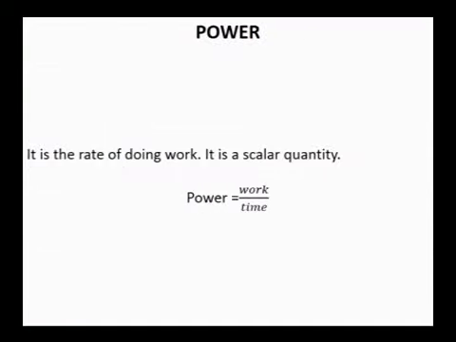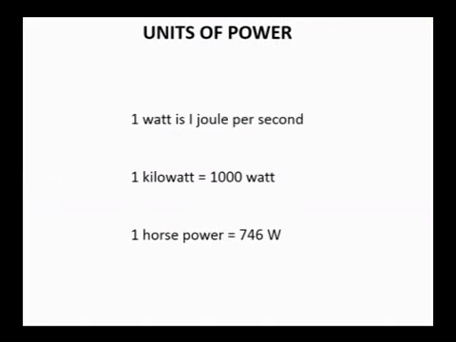So coming to power, it is the rate of doing work. It is a scalar quantity. Power is work divided by time. So these are some of the units of power. 1 watt is 1 joule per second. 1 kilowatt is 1000 watt. We also use this: 1 horsepower is 746 watt. In all the household equipments, we have this convention of using horsepower.